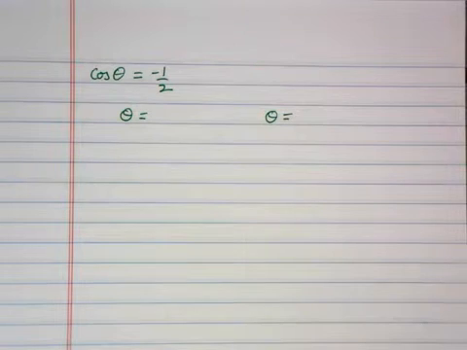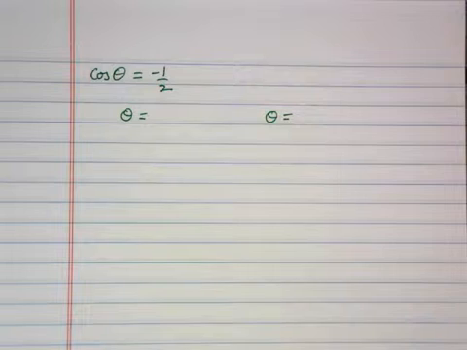Negative pi over 3 is not a correct answer, but you're very close. Negative pi over 3 is in which quadrant? Pi over 3 is in quadrant number 1. Negative pi over 3 is in quadrant number 4. Is cosine negative in quadrant number 4? No, it's not. Cosine is positive in quadrant number 4. So pi over 3 is the reference angle. But what quadrants do I need to be in? 2 and 3, because cosine is negative in 2 and 3. So my reference angle is pi over 3.